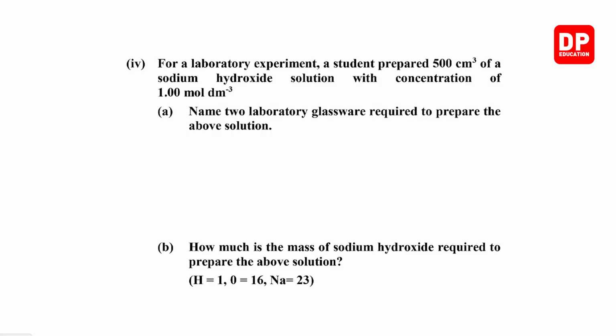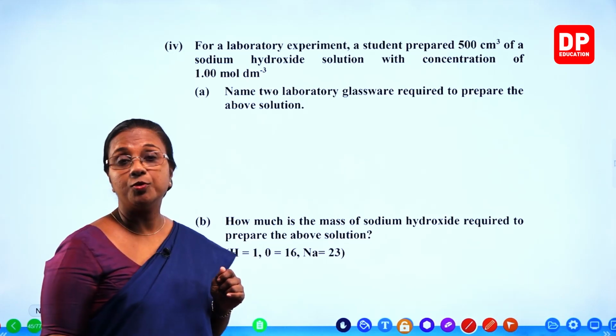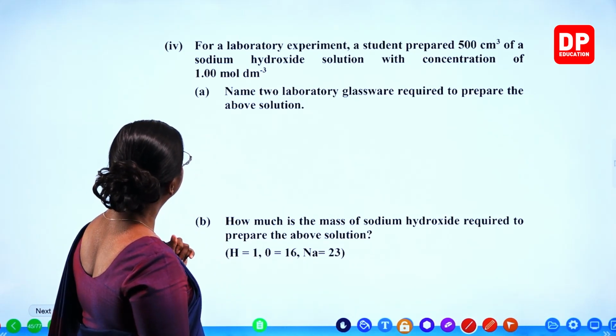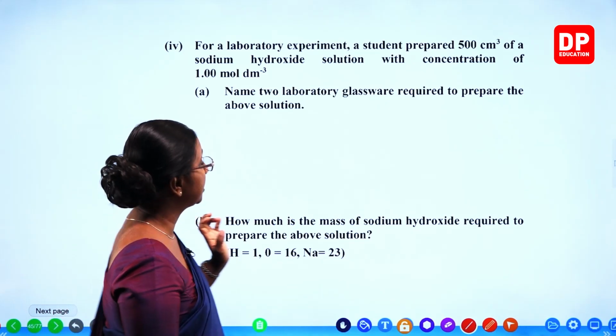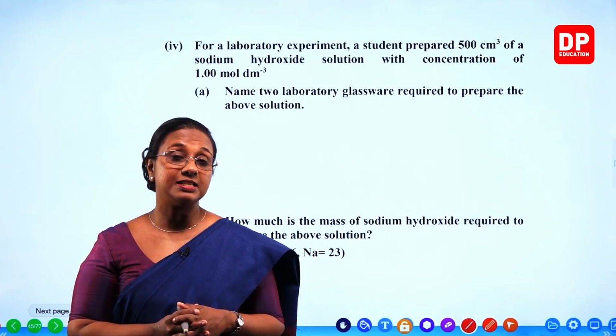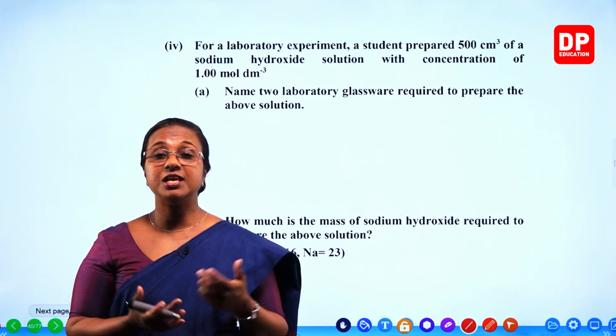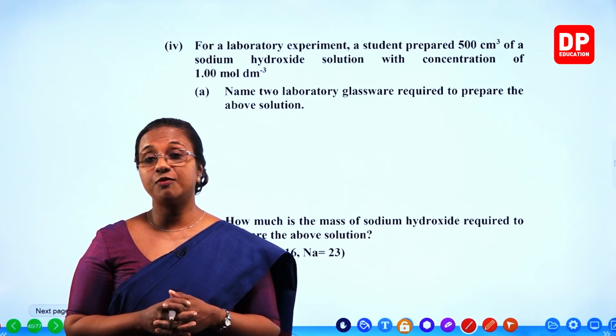Fourth one. For a laboratory experiment, a student prepared 500 cm³ of a sodium hydroxide solution with concentration of 1 mole per decimeter cube. So 500 centimeter cube is the volume. Concentration is 1 mole per decimeter cube. The first part of the question: name 2 laboratory glassware required to prepare the above solution. So you all know, students, normally for experiments we need to prepare standard solutions. When we say standard solution, they are solutions with accurately known concentrations. And you all have learned the method of preparing them.